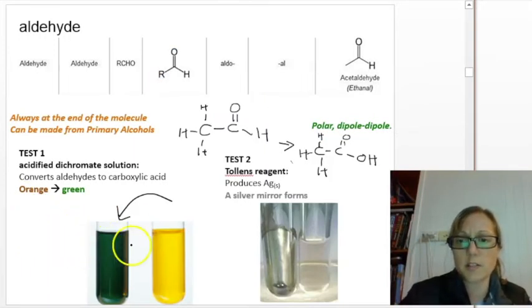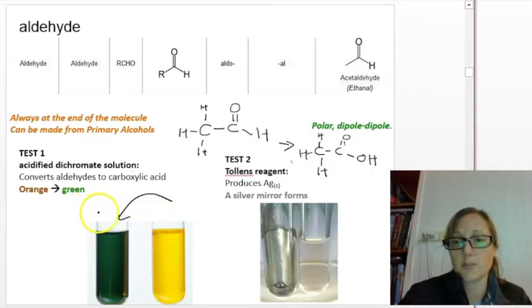And just a reminder then that our confirmation test, if we have an aldehyde, we will get this colour change occurring from orange to green with the acidified dichromate, but we can also confirm that we have an aldehyde with the silver mirror test. The silver mirror test is only for aldehydes, whereas the acidified dichromate, it could be an alcohol or it could be an aldehyde.